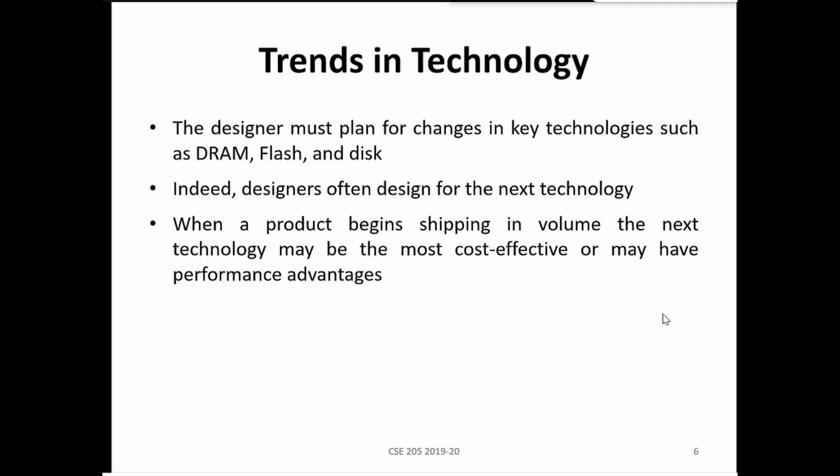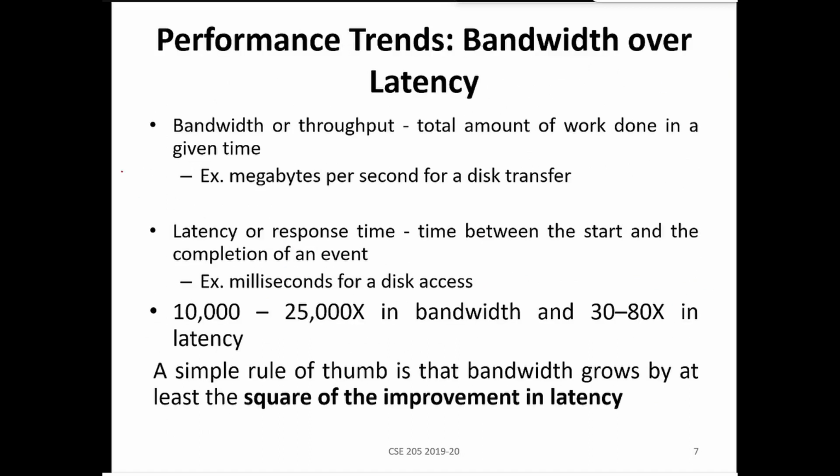The next thing is, whenever we are going to develop a product, there are two things. One is that it is going to be cost effective, and at the same time it has to meet the performance. When you talk about performance, again two important things have to be kept in mind. One is the bandwidth or throughput. The other is the latency or the response time. Bandwidth is the total amount of work done in a given time, and latency is the time taken between the start and the completion of an event. With respect to performance these two are important, and the cost is also a major factor.